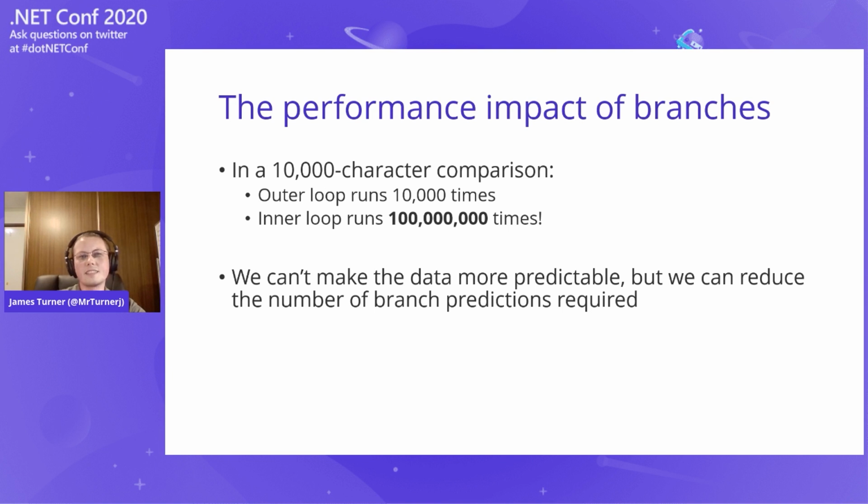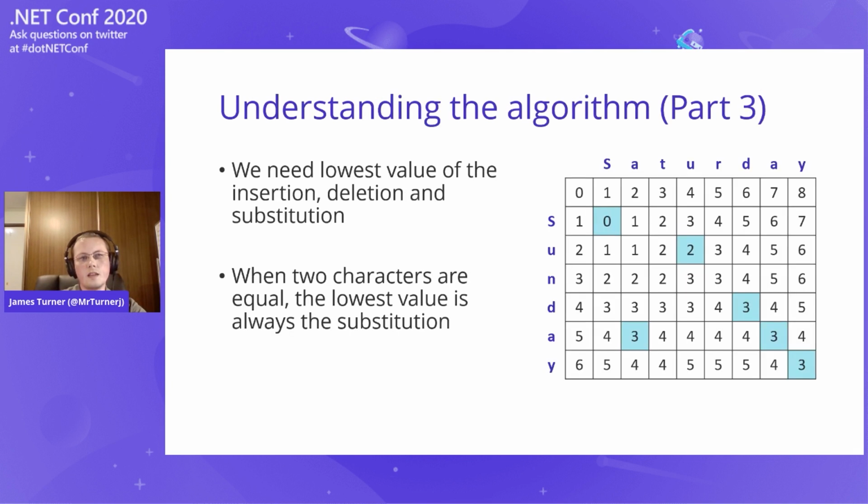The problem with our branches is how often our inner loop is called and the potential randomness of our data. The longer the strings we are comparing, the worse our inner loop performs due to those branches. We can reduce the number of branches we process because the Levenshtein distance algorithm has another trick up its sleeve. The algorithm requires the lowest of the insertion, deletion, substitution values.